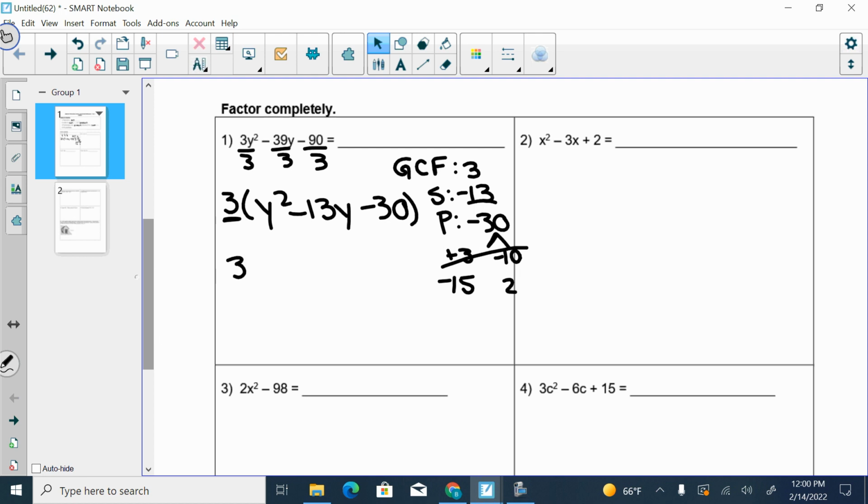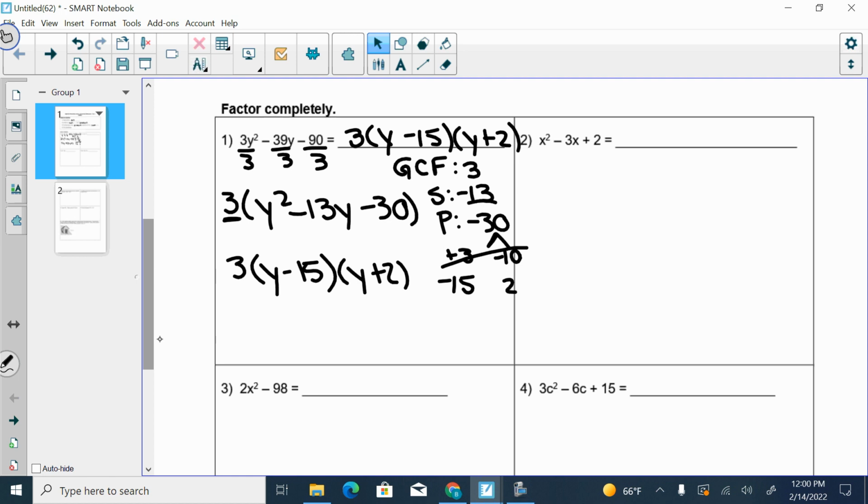So 3, and in my parentheses we have y, our first number was negative 15, y, and our second number, which was 2. So there are our factors. Okay?